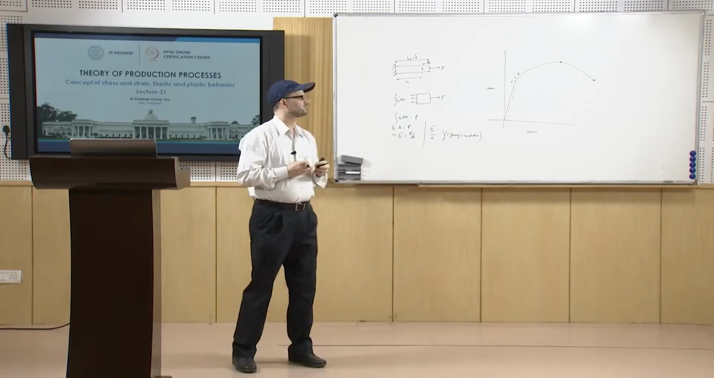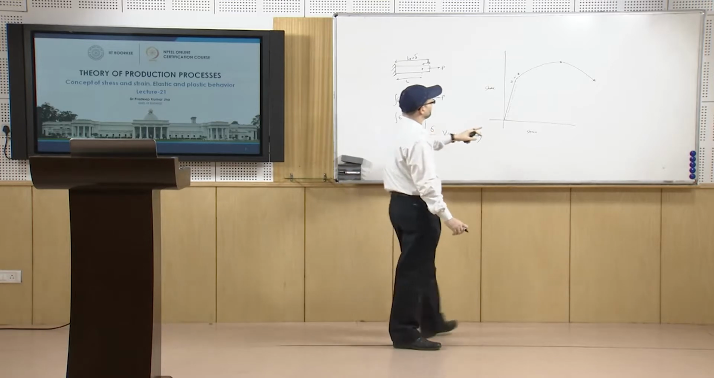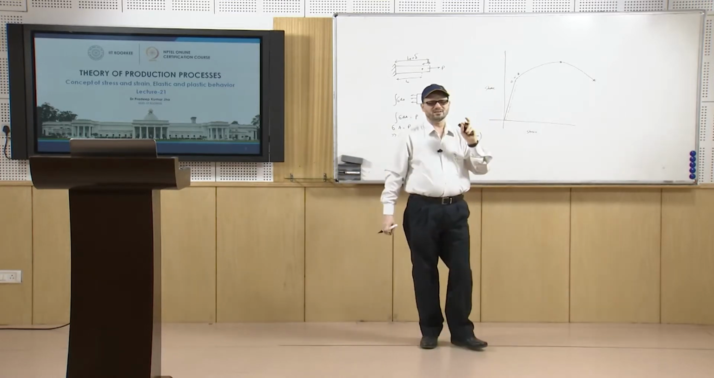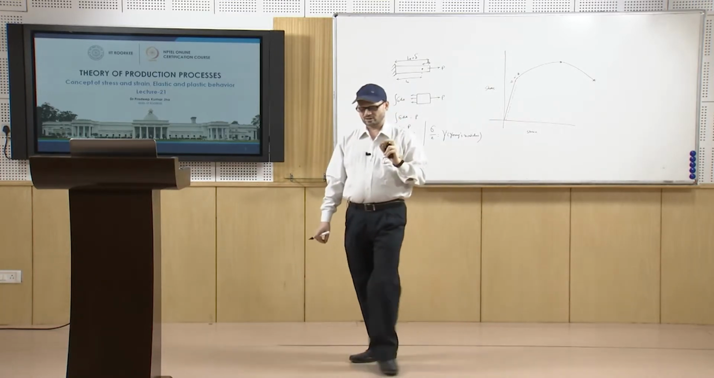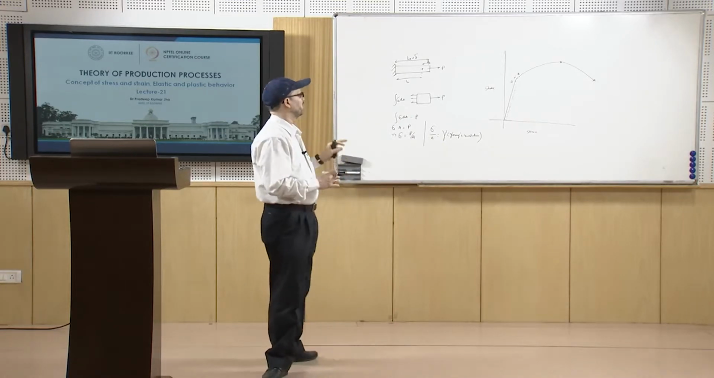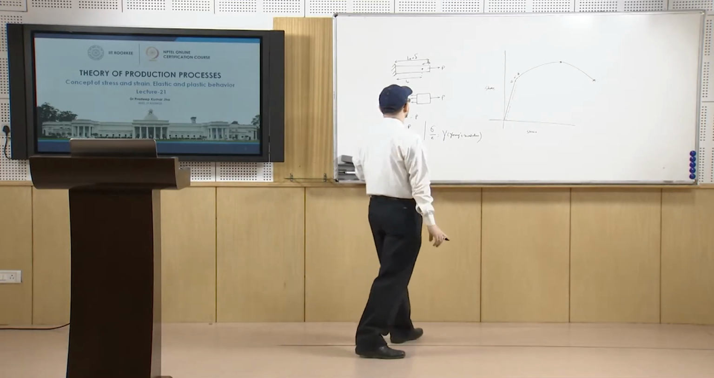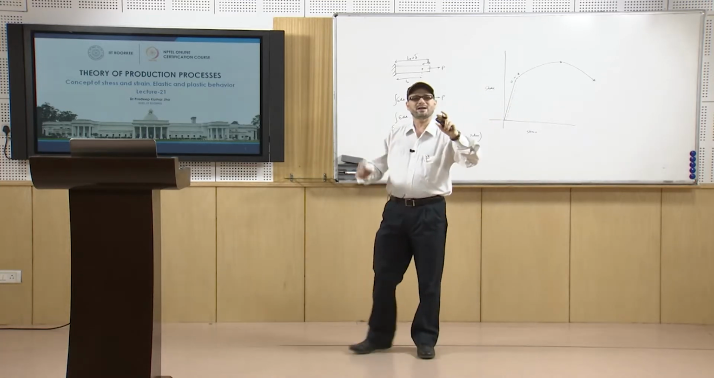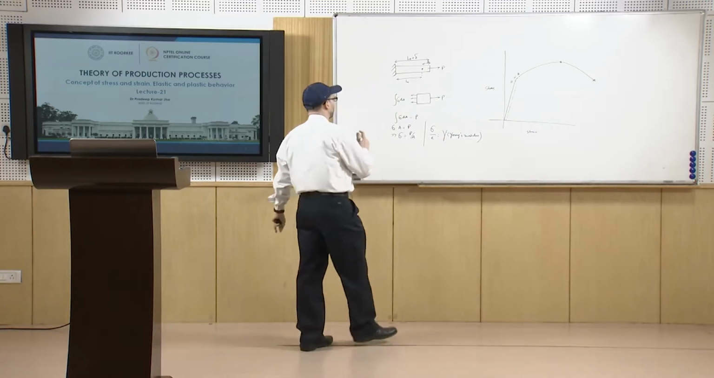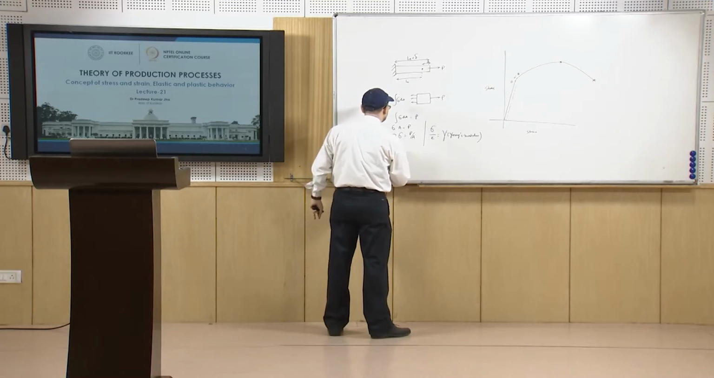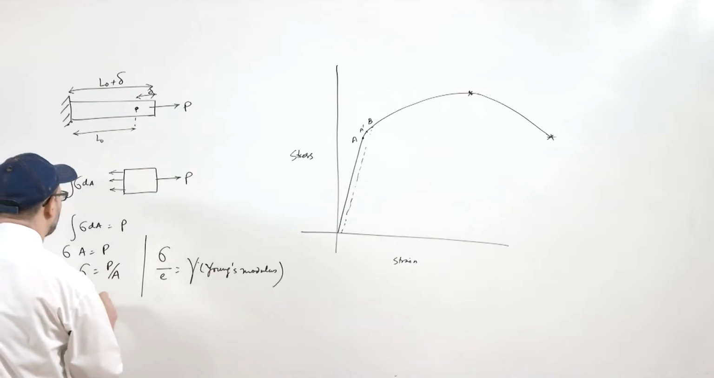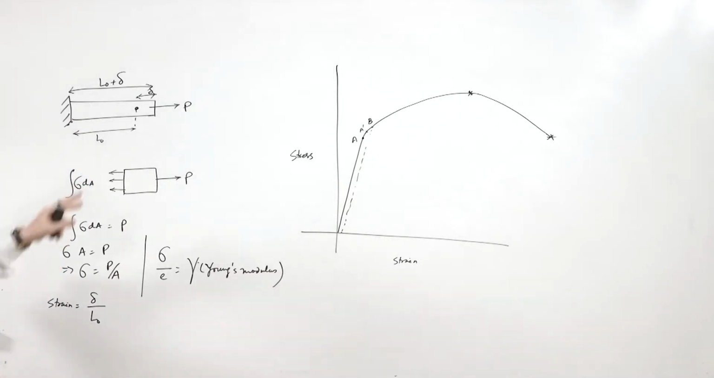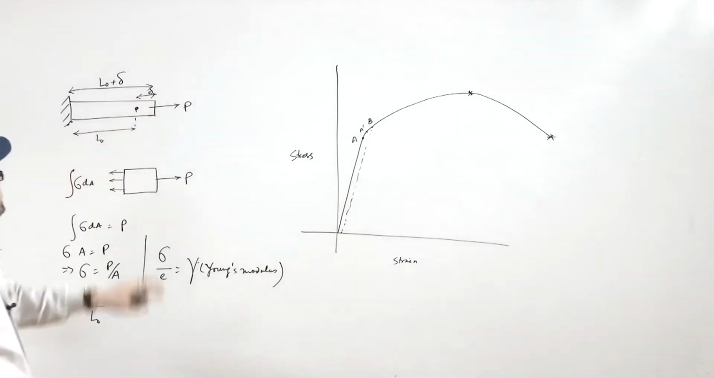Now, this calculation is in engineering strain and engineering stress. Engineering strain is basically the change in length by original length, and engineering stress is basically the force which we apply by the original area. So, strain will be the change in length by original length, where the change in length is delta and the original length is L naught.